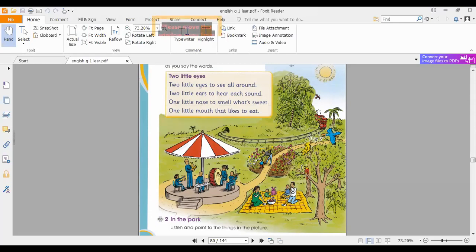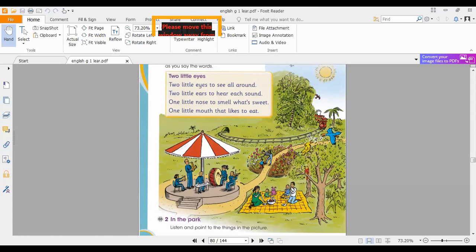How can we hear these sounds? We can hear them with our ears. Okay. So the main purpose of this topic is revision of our five senses.